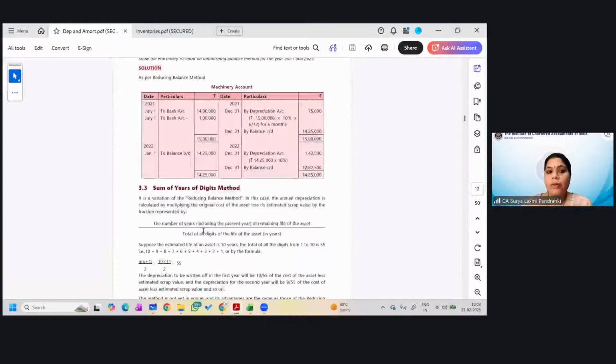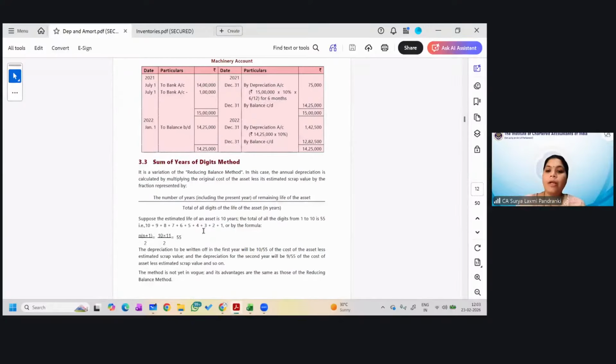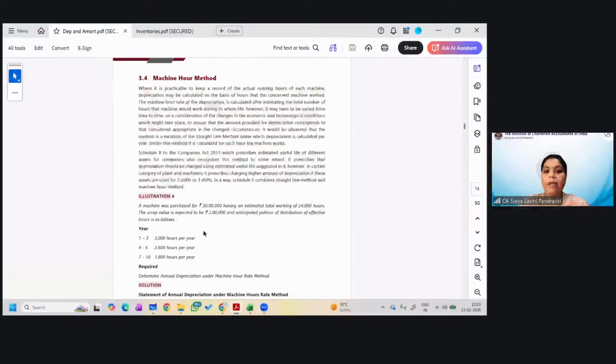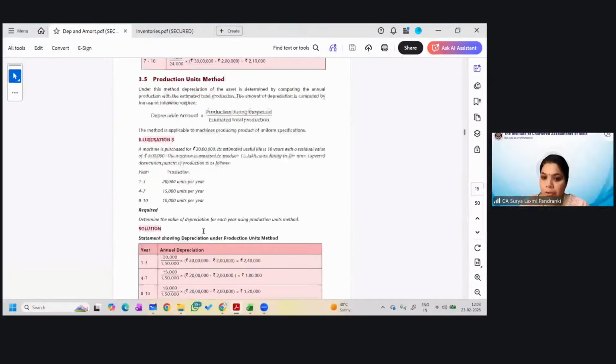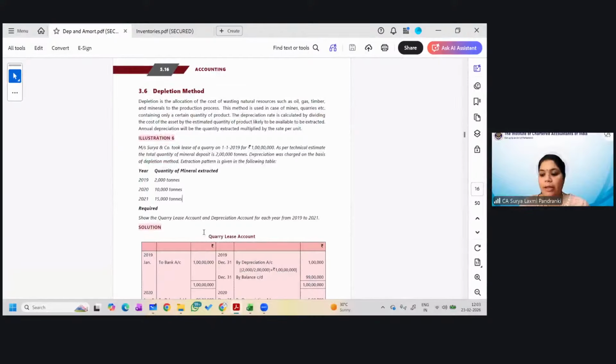In the questions that we have done, one question was about the straight line method, one we have done WDV, the other one was the sum of digits method. Then we did the machine hours method, then the production units method, then the depletion method. So I think we have covered 5 to 6 methods. And like I told you, each one will depend on what kind of machinery or what kind of asset it is.